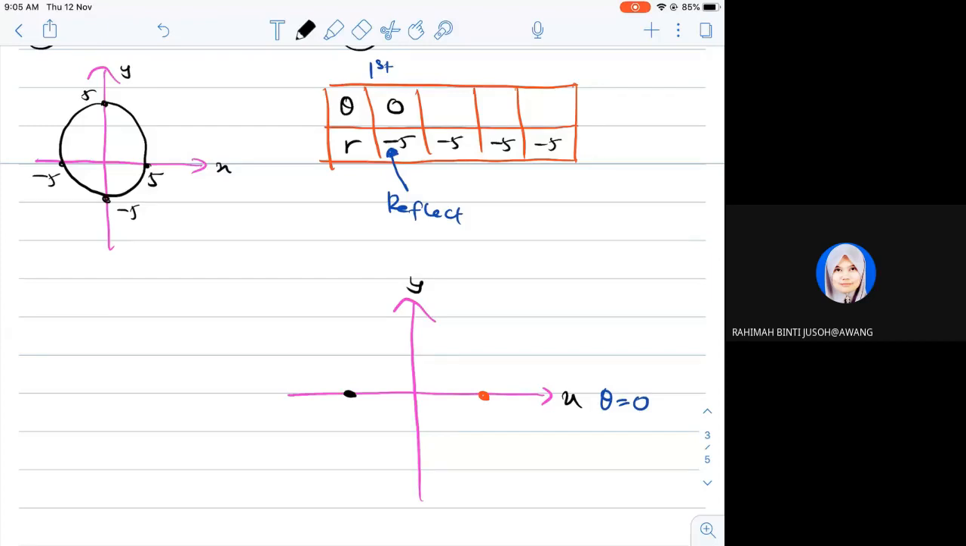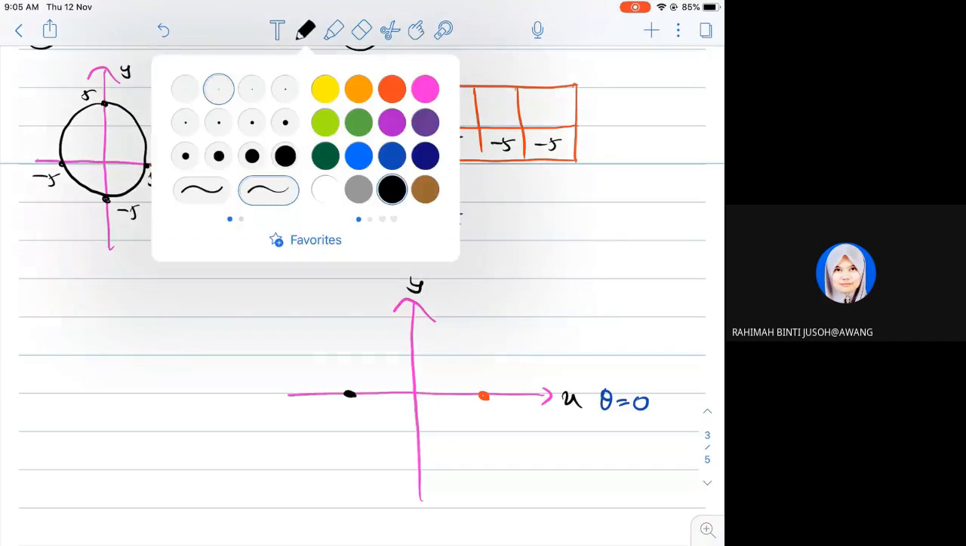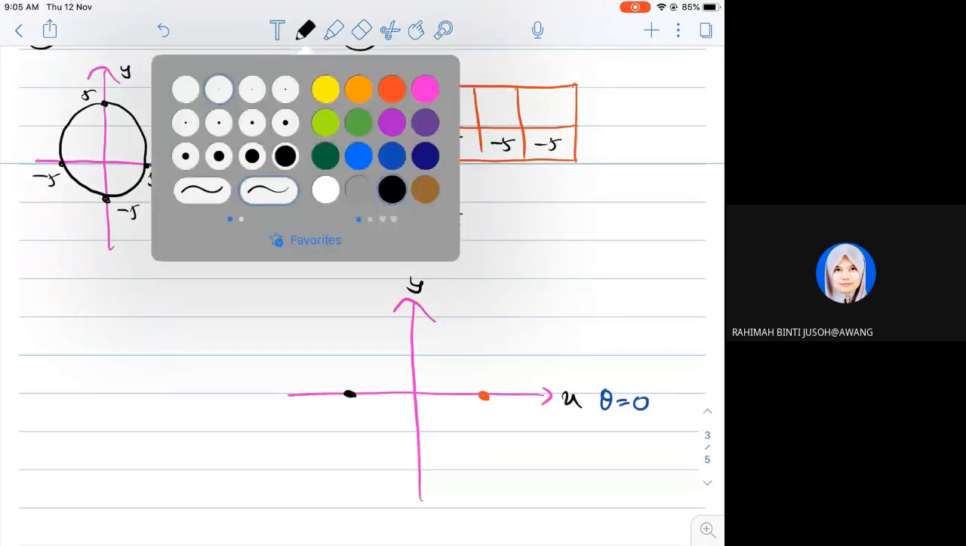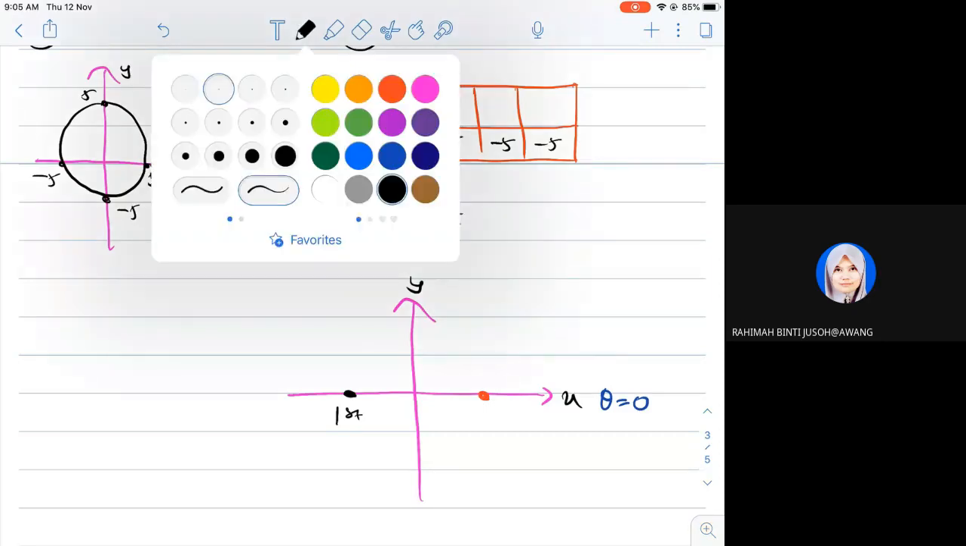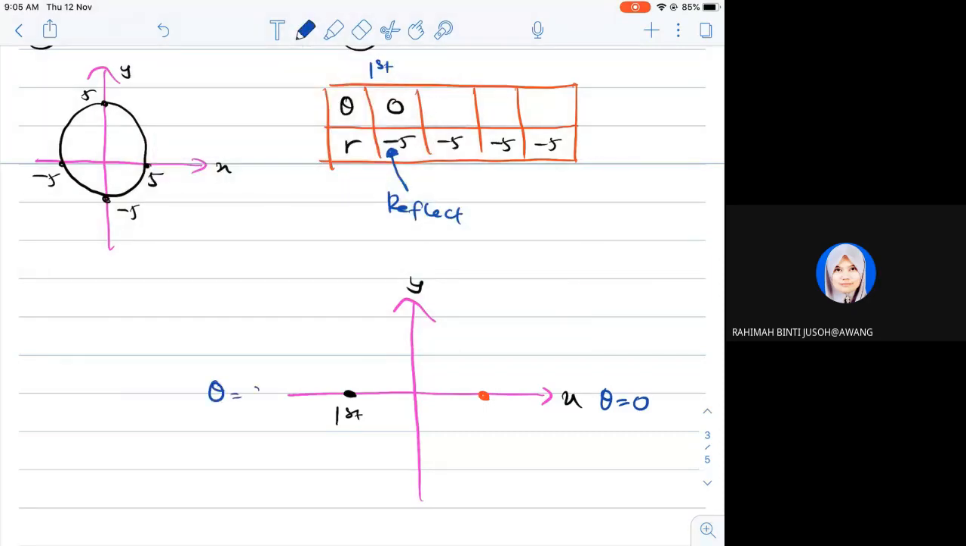So this is the first coordinate. It should be on theta equals pi, not the red one but the black one, the first coordinate, because we have to reflect. Now, theta equals pi over 2, the second coordinate. Pi over 2 is here, so logically it should be located somewhere here.